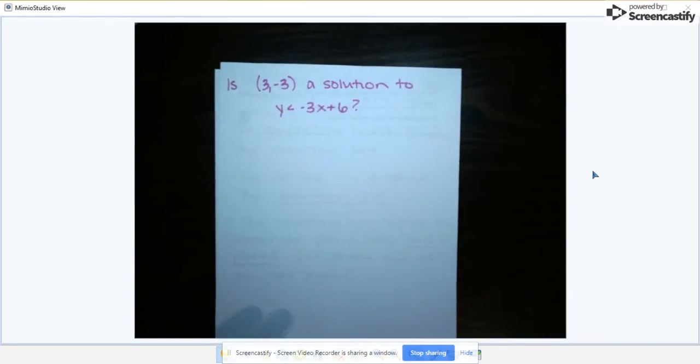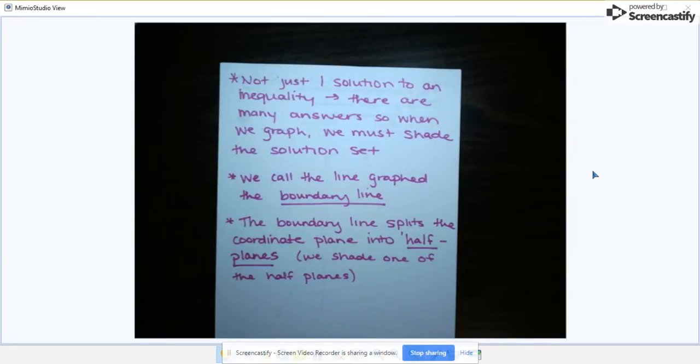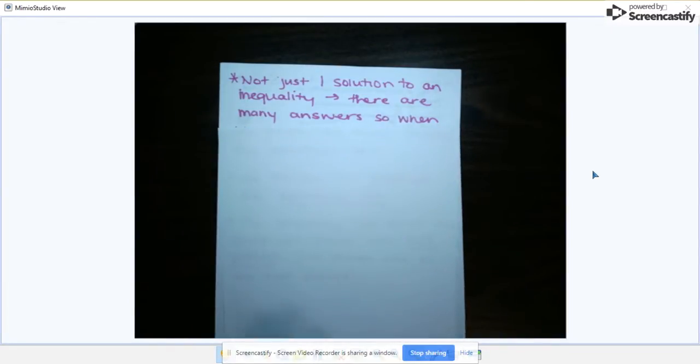I'd like you guys to tell me whether (3, -3) is a solution to the given inequality. Now, we've looked at two examples where we test one point to see if it's a solution. However, with inequalities, there's more than one solution.